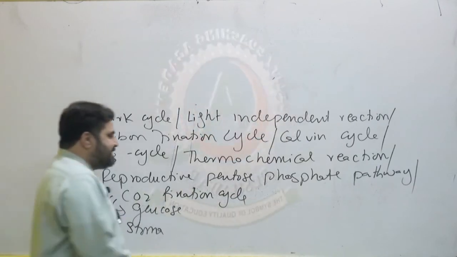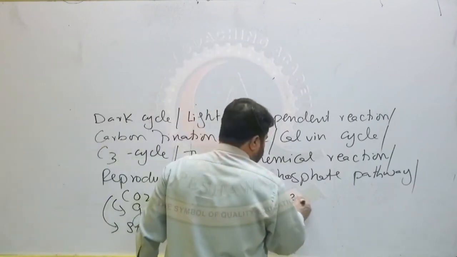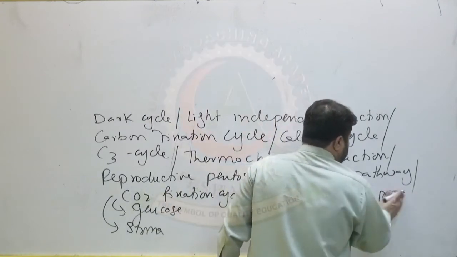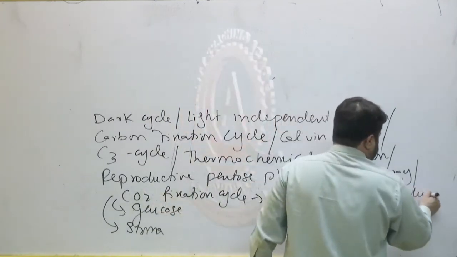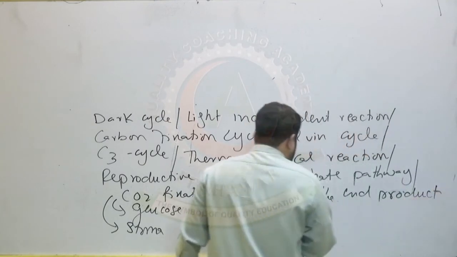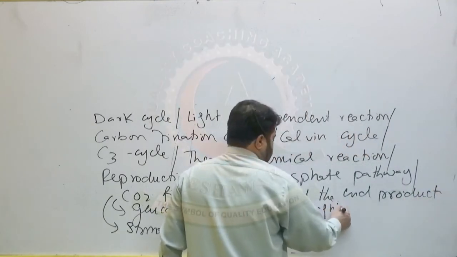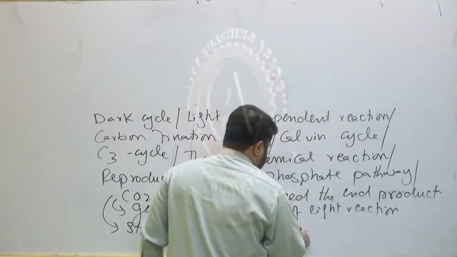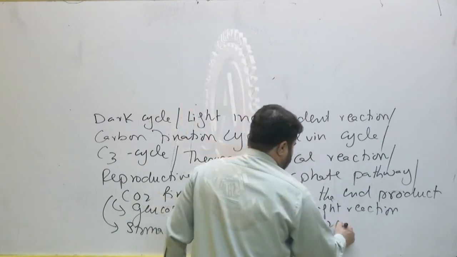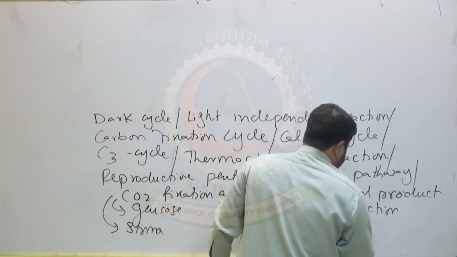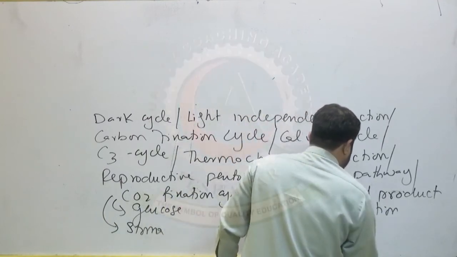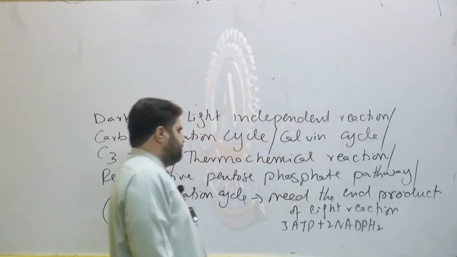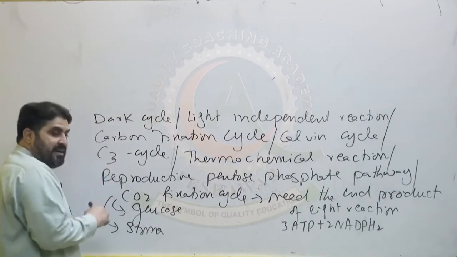What do they need? They actually need the end product of light reactions. What is the end product of light reaction? The end product is ATP and NADPH2. So they need this. And who discovered the dark cycle?